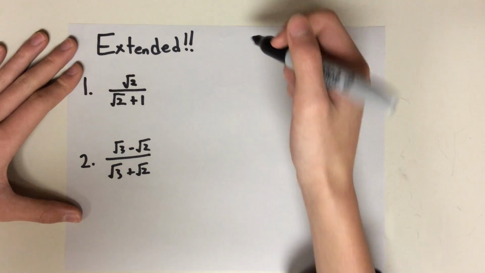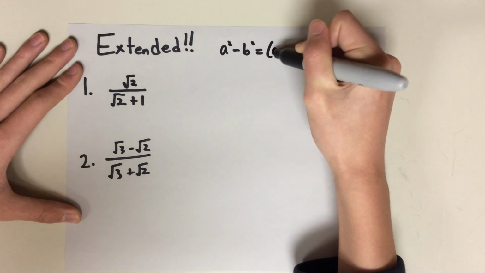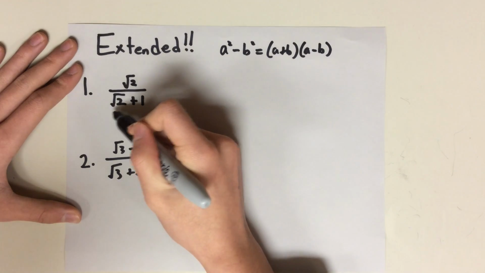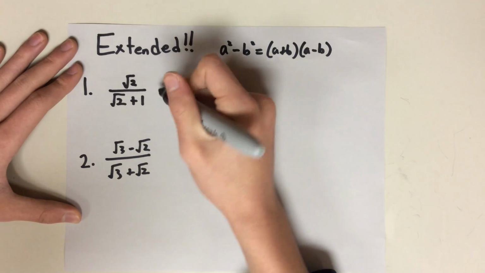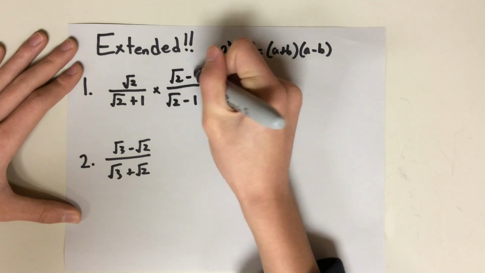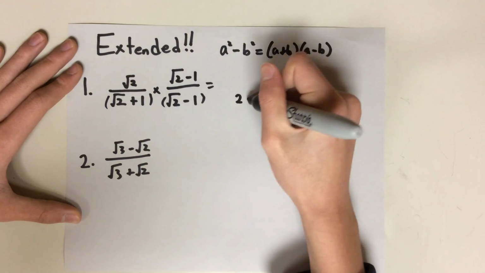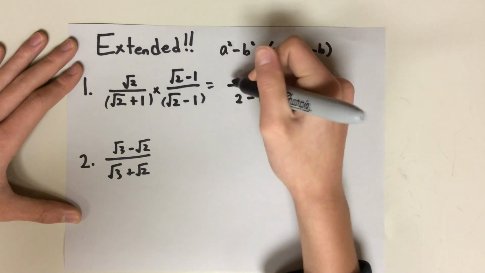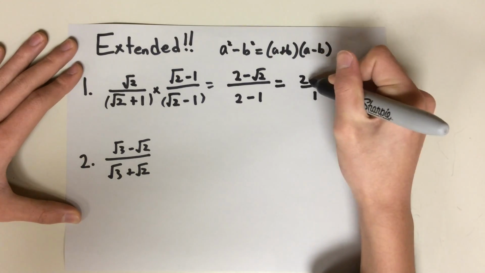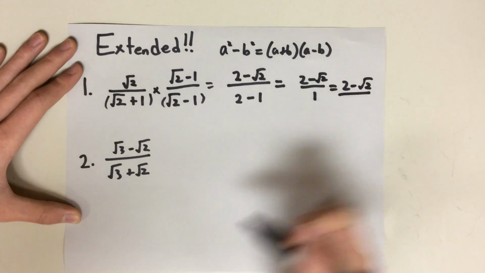Extended questions, and we have 2 of them. How unfortunate. Now, we need to know this formula. a squared minus b squared equals, in brackets, a plus b multiplied by, in brackets, a minus b. Now, why is this important? We want to rationalize the denominator, so we can use this formula and multiply this question by root 2 minus 1 over root 2 minus 1, which doesn't do anything to change the value of it. Now we simplify the denominator using the formula above, which we get 2 minus 1, and then on the top, we'll get 2 minus root 2. So if we simplify this even further, this just becomes 2 minus root 2.